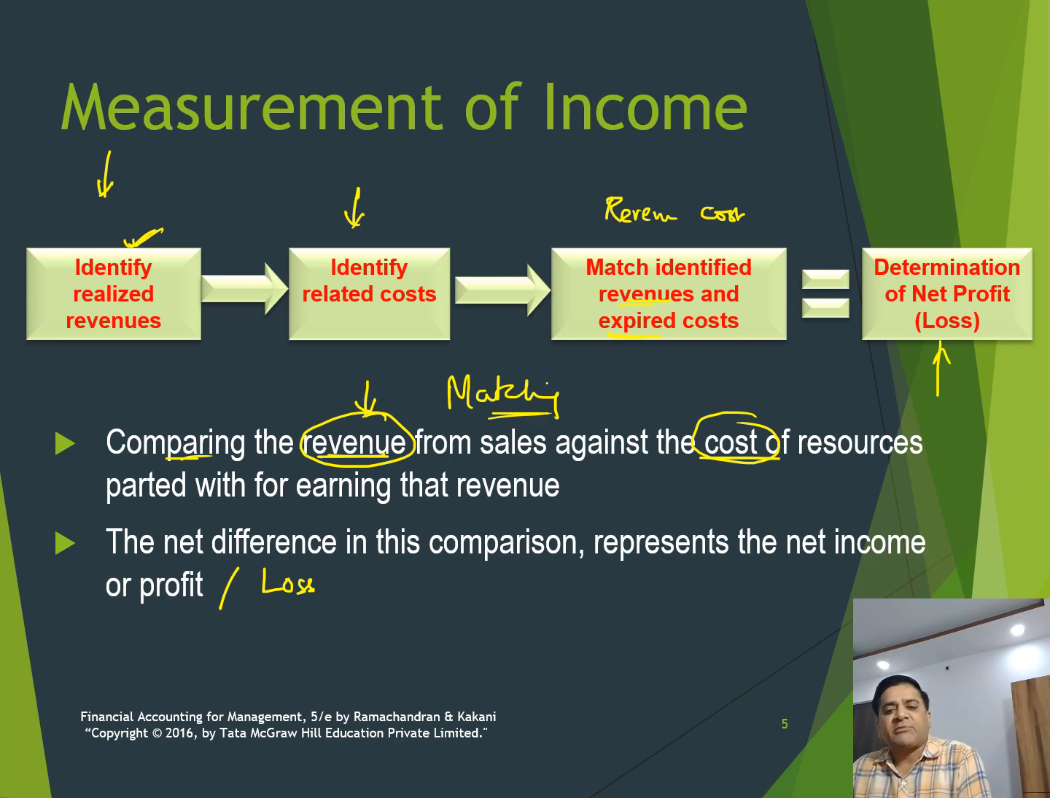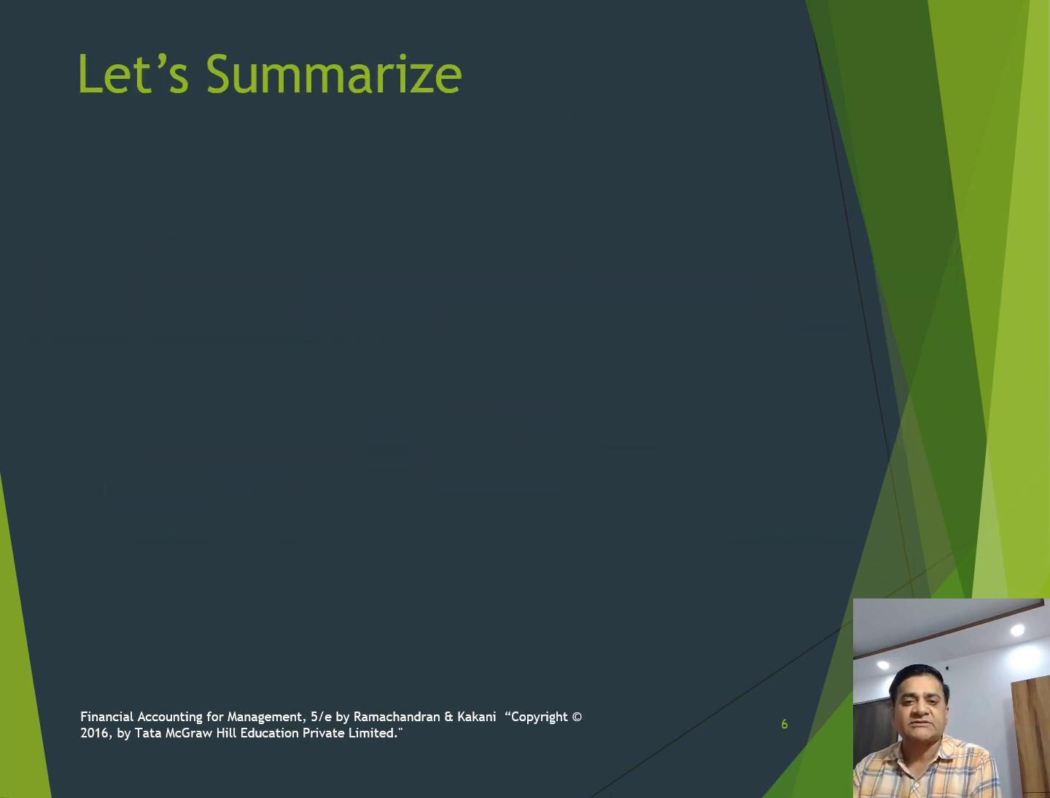So income statement or the profit and loss account statement is a statement which measures the income by identifying all the revenues, comparing it with all the expenses which have been incurred in order to generate those revenues, and then after matching it would tell us what has been the profit made during the particular year, or what is the loss incurred by all the activities of the organization or the business.